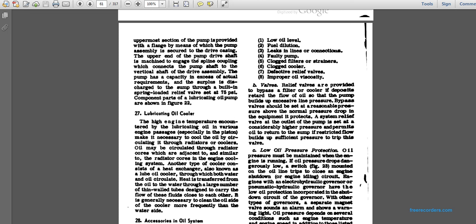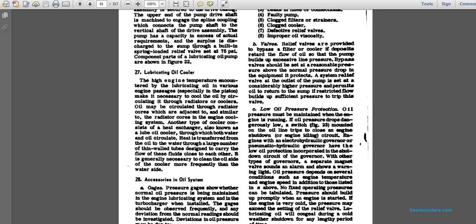Relief valves are provided with a bypass for when filter and cooler deposits retard the flow of the oil, so that the pump does not build up excessive line pressure. The valve bypasses at a reasonable pressure above the normal pressure drop, and the equipment that protects the system lets the oil leave the valve outlet to the pump instead of building considerable high pressure. This permits the oil pressure to return to the pump, and restricted flow builds up sufficient pressure to trip the valve. See the oil pressure protection.